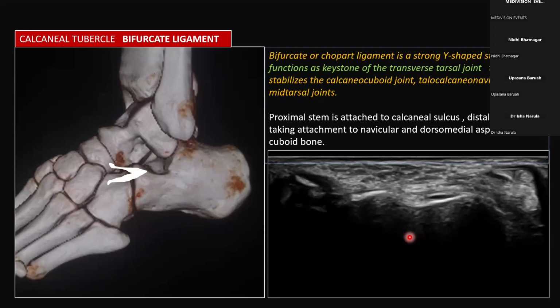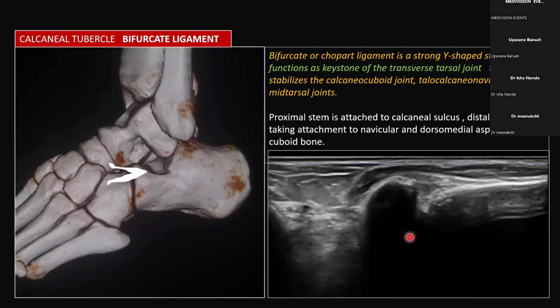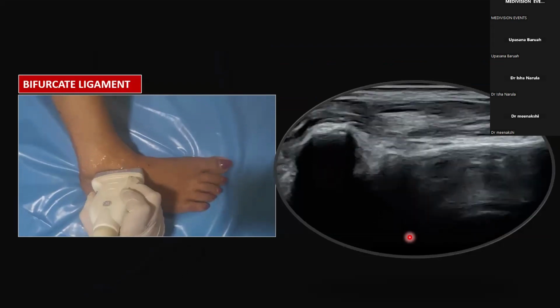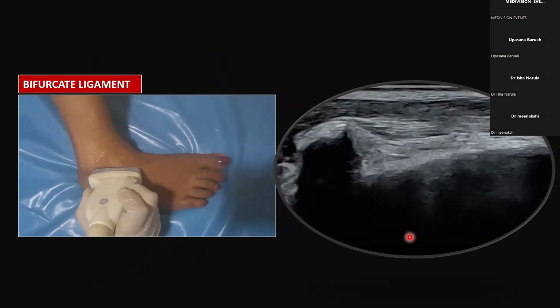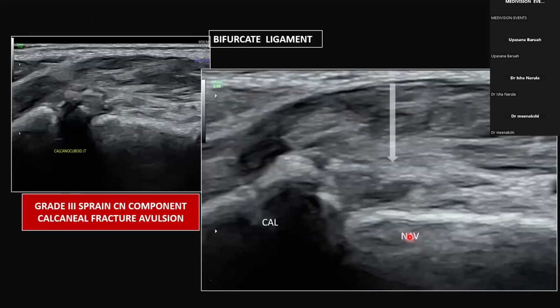That is a strong ligament whose stem is attached to the calcaneal sulcus. Distally, it bifurcates to get attachment to the navicular and the dorsomedial aspect of the cuboid bone. So we can put the proximal end on the calcaneal tubercle, then move a little forward and downward, and we can find both components of the bifurcate ligament. So this is the calcaneocuboid component, and this is the calcaneonavicular component of the bifurcate ligament. So this is a grade 3 sprain of the calcaneonavicular component, and there is a calcaneal avulsion fracture as well.